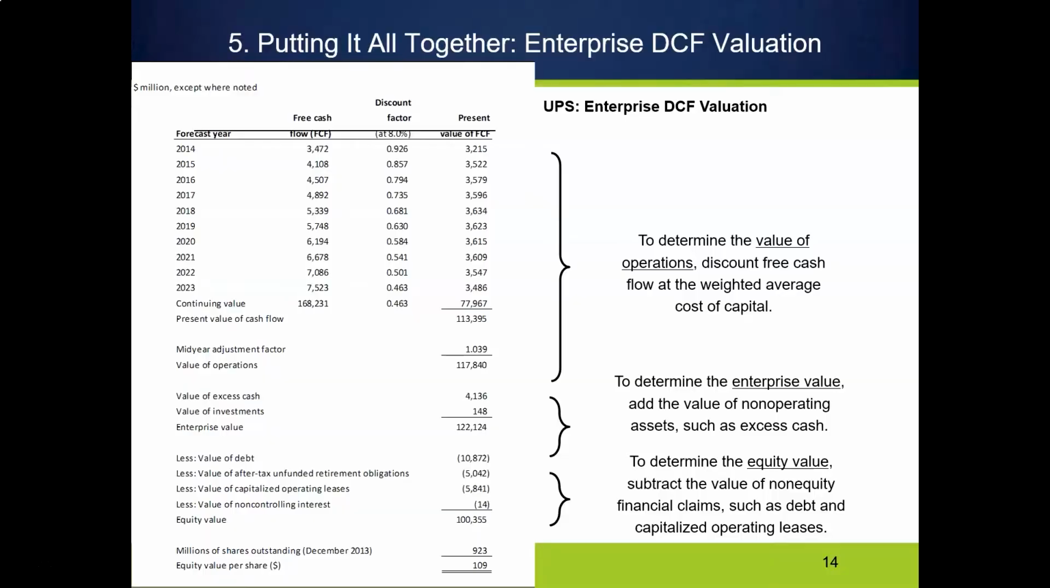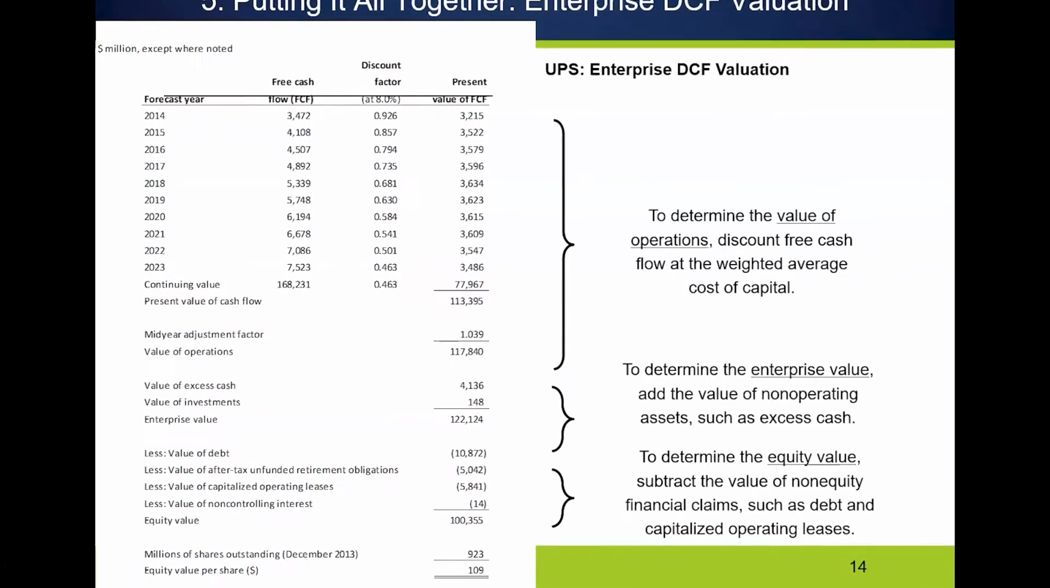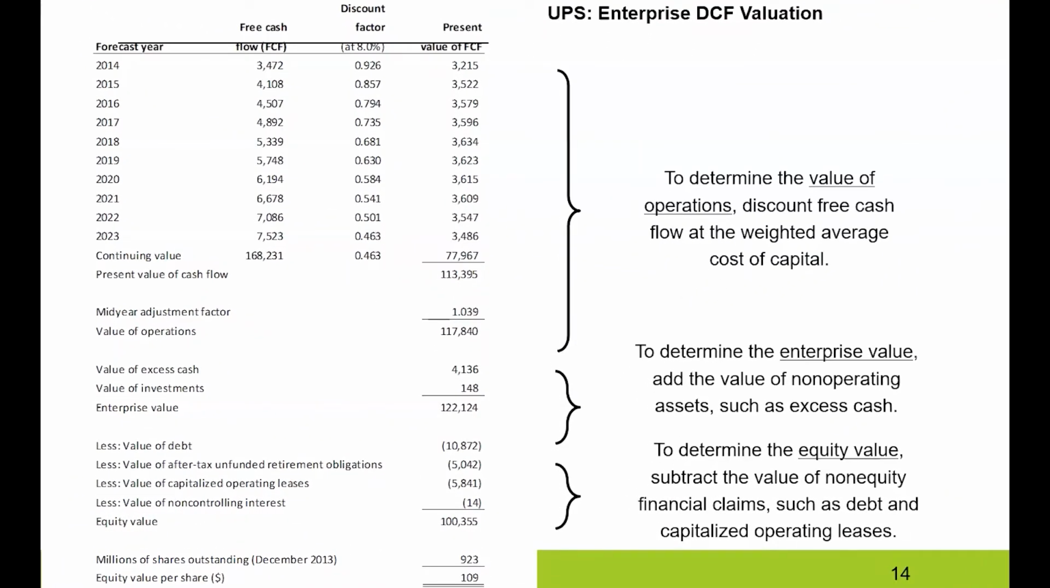Right? Now, step 5 is where we put it all together. We now have our forecasted free cash flows, right? So forecasting for 10 years here of free cash flows from 2014 to 2023. We have our continuing value. This is our terminal free cash flow. So this is the 11th value. And now we only have 11 things to take the present value of. So we take the present value of all 11 of those free cash flows, including the continuing value.